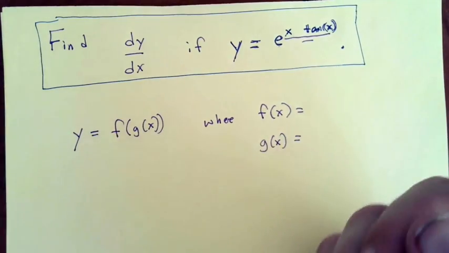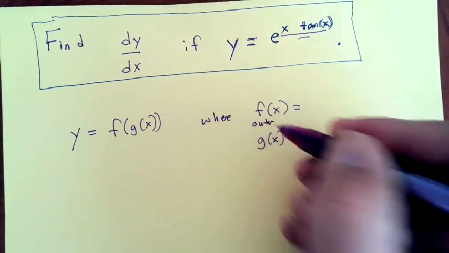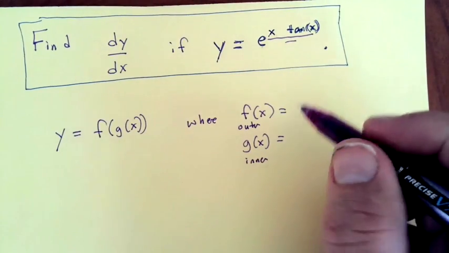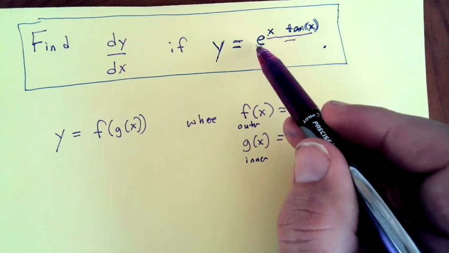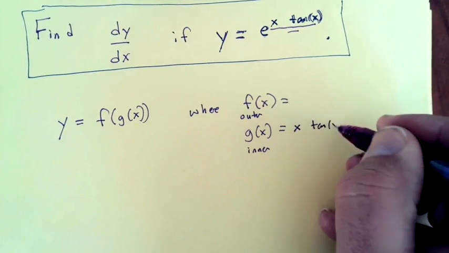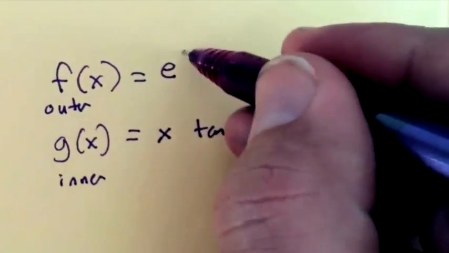In this pattern, f of x is what we call the outer function, and g of x is what we call the inner function. So the question is, we have x tan x as one function and e to the something as the other. Which one is being plugged into which other one? The inner function is x tan x, and the outer function is e to the x.